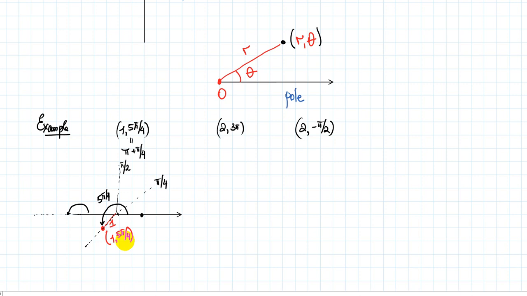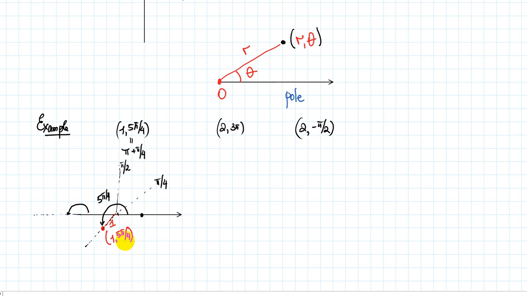Do you understand this? So you start from the pole. You go in the counterclockwise direction. Okay? You measure the angle, which is 5 pi over 4. You will find this line, which has the angle between the pole equal to 5 pi over 4. Then you need to find the point which is at distance 1 from the origin. Okay? The distance between the point and the origin is 1. This point has the coordinates 1 and 5 pi over 4.